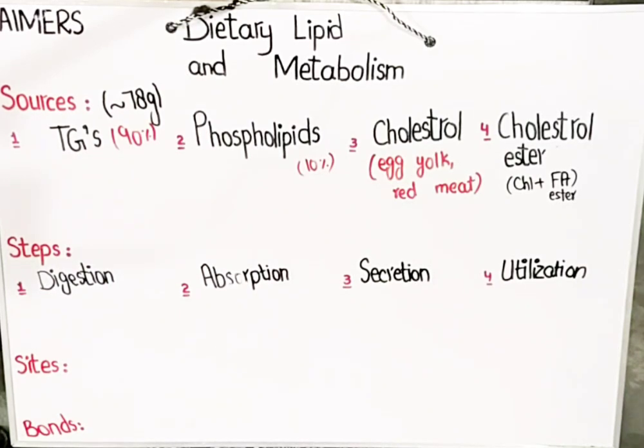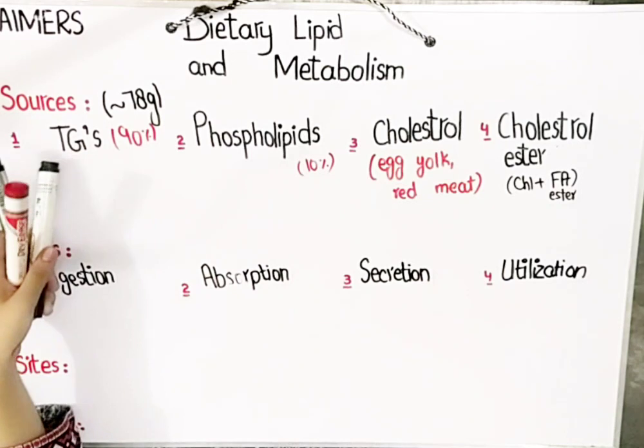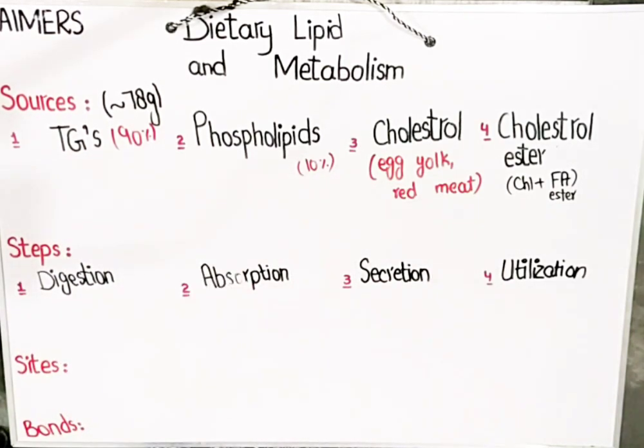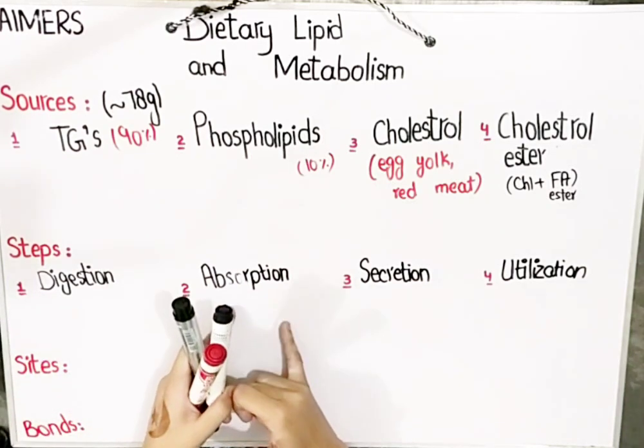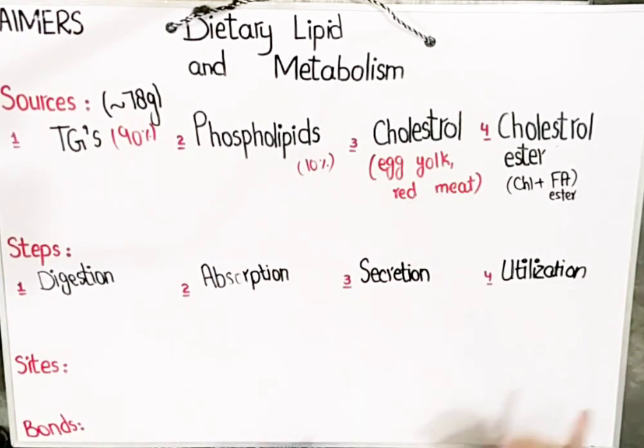So suppose you have eaten red meat. That red meat contains TGs, phospholipids, and cholesterol. So what is the metabolism of the lipids present in the red meat? Firstly, those lipids would be digested, then absorbed, then secreted in the blood, and then utilized by muscles and adipose tissue.